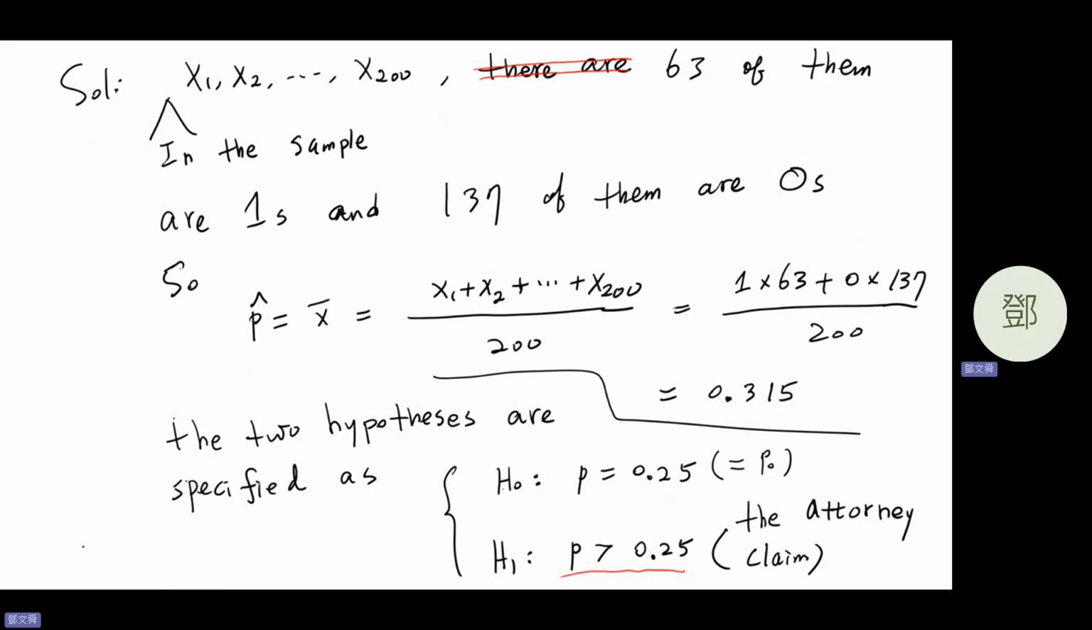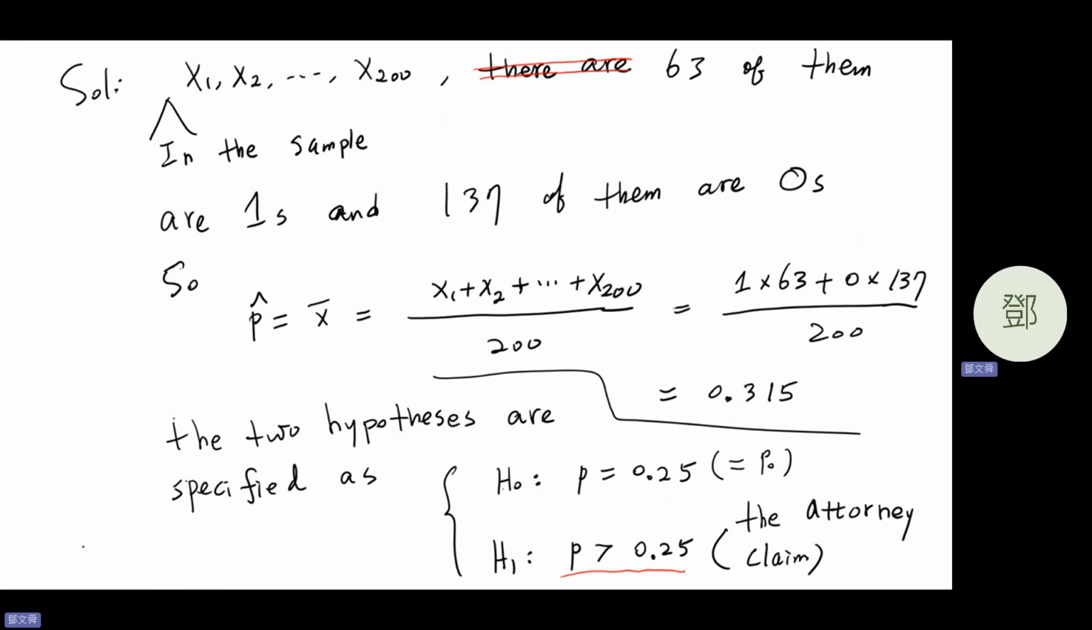The two hypotheses are specified as follows. This is the hypothesis you wanted to conclude, so put the hypothesis you wanted to conclude in the alternative hypothesis. And the null can be smaller than or equal to, or just equal to. So this is feasible, and you want it to support.